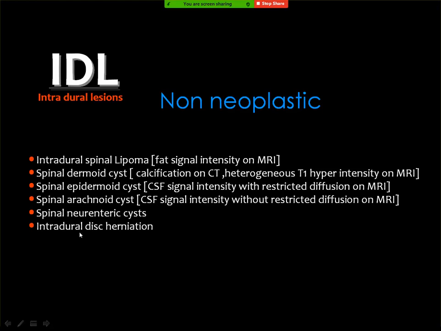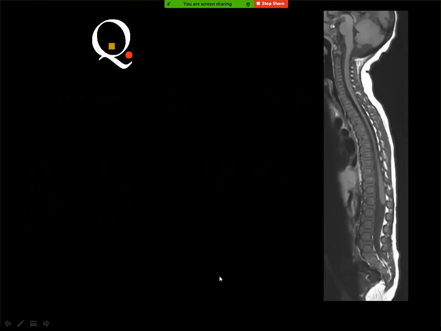And sometimes, as I have mentioned in the literature, in the lectures, the disc may herniate and extend inside the dural space. And at that time, you know that this is disc because it is exactly at the level of the disc. Then what do you think about this?